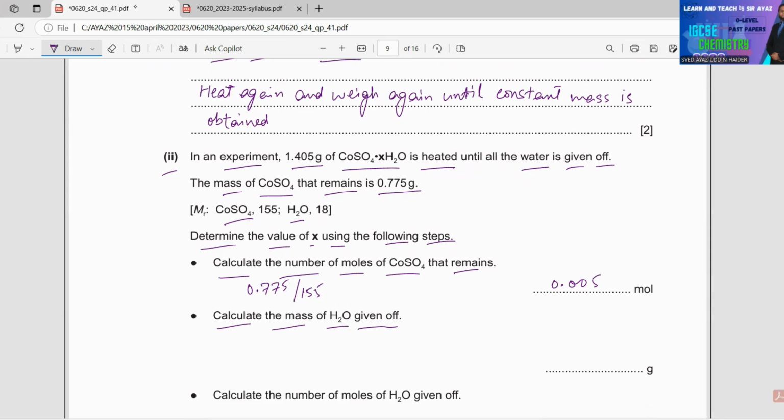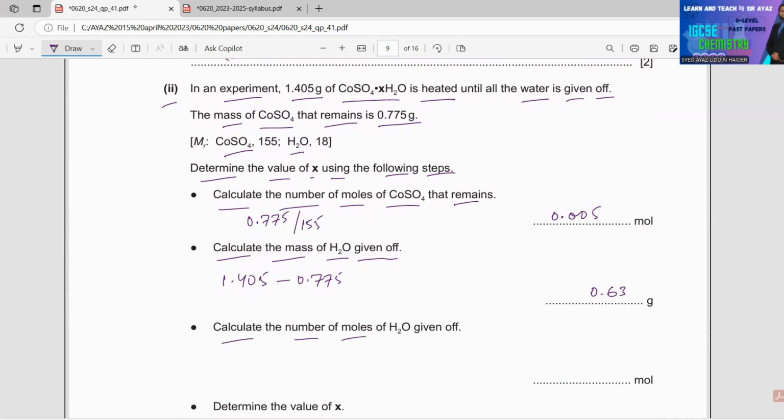Calculate the mass of H2O given off. In order to get the mass of H2O, we will subtract 0.775 from 1.405. 1.405 minus 0.775. So the answer is 0.63 grams.